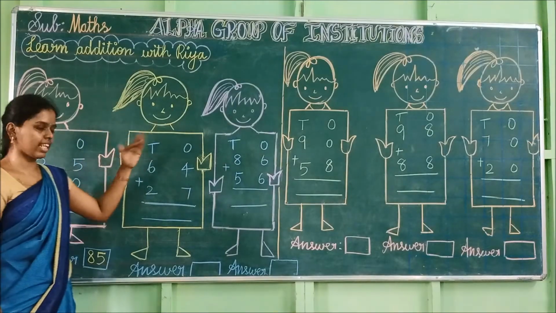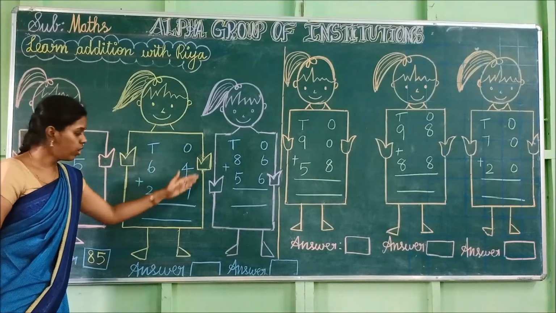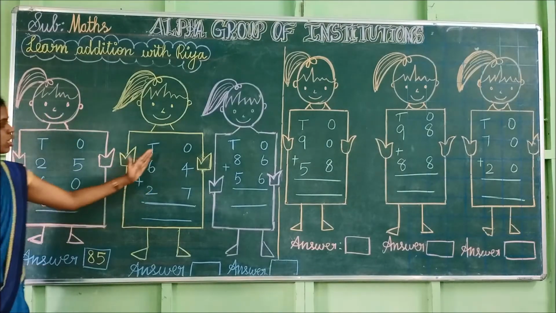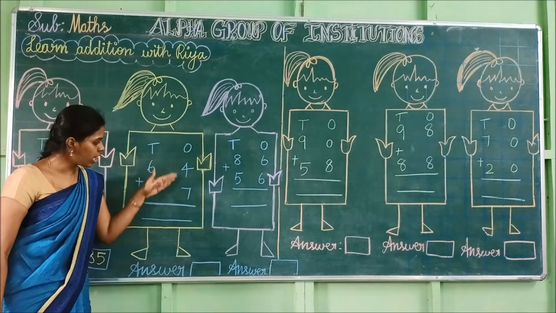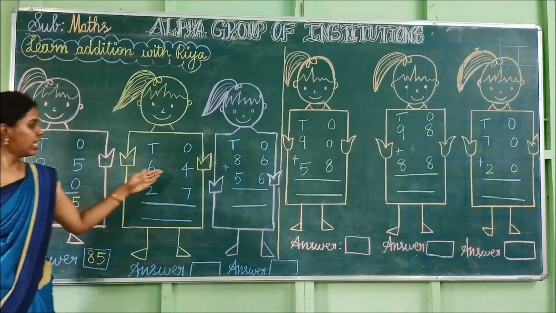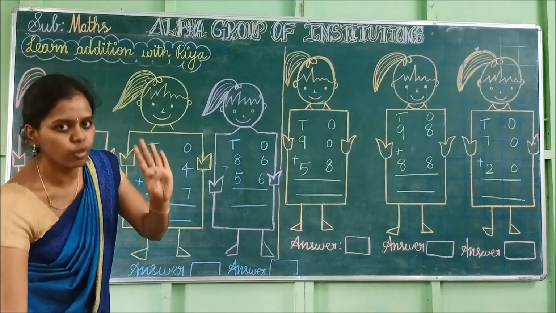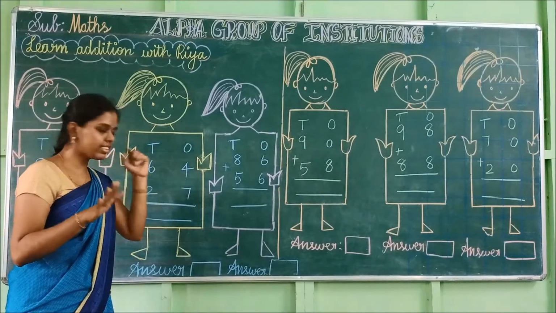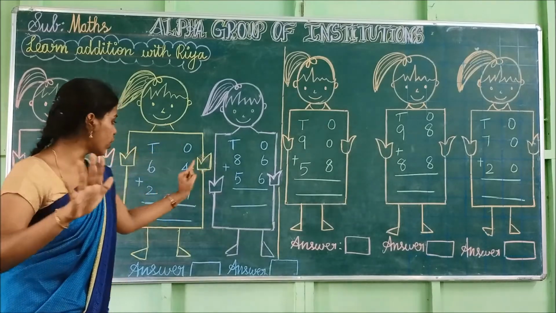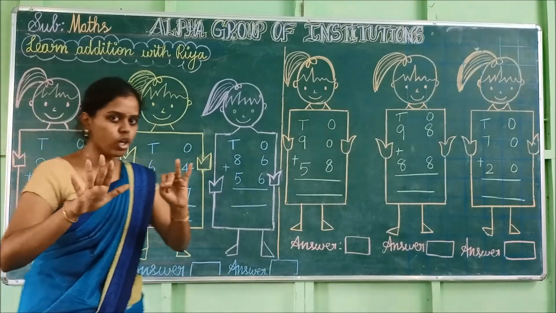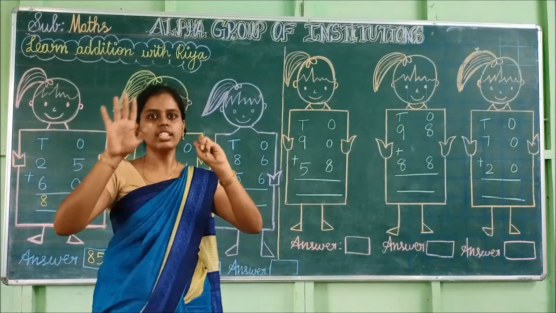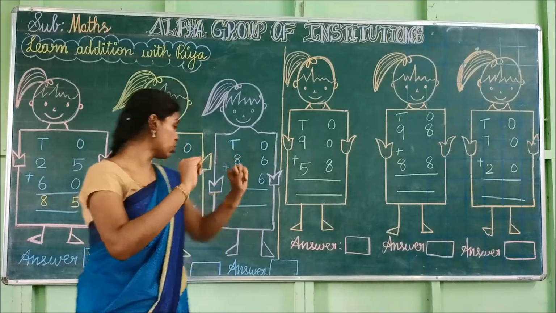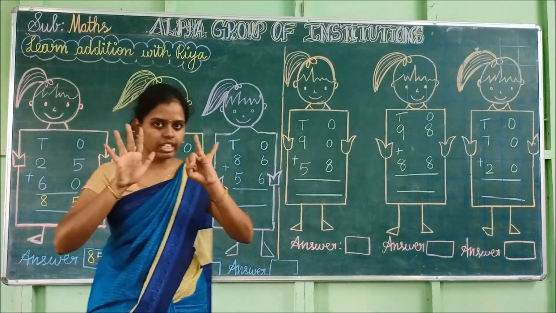Now we are going to the second sum. First we see the ones place, add it, and then go to the tens place. See what is in the ones place? 4 and 7. We keep 4 in our mind and 7 in our fingers. After 4 we start counting: 5, 6, 7, 8, 9, 10, 11.